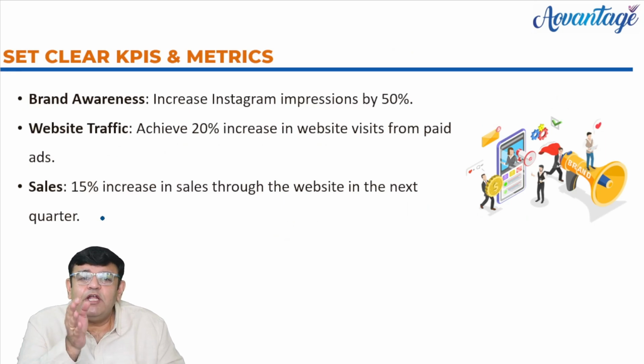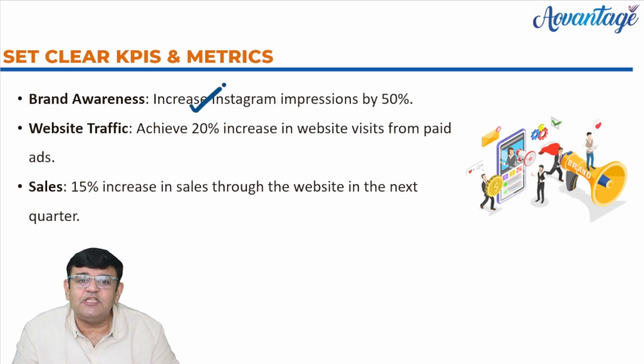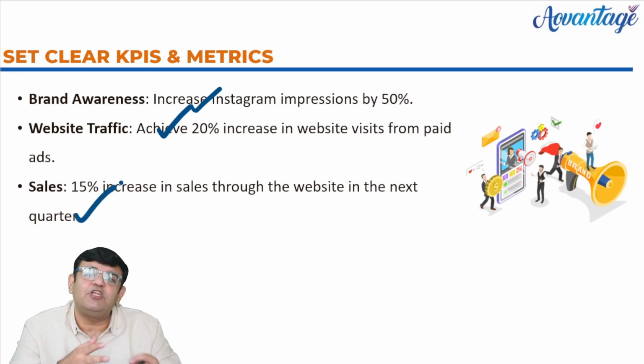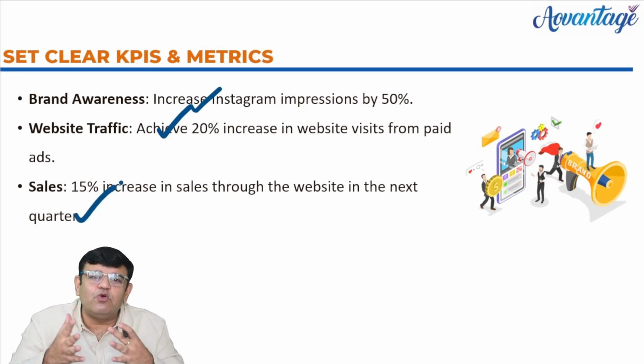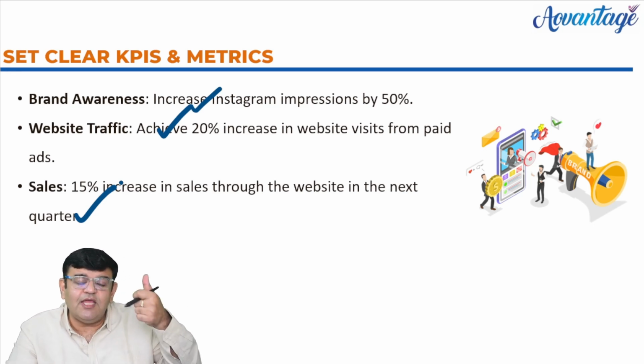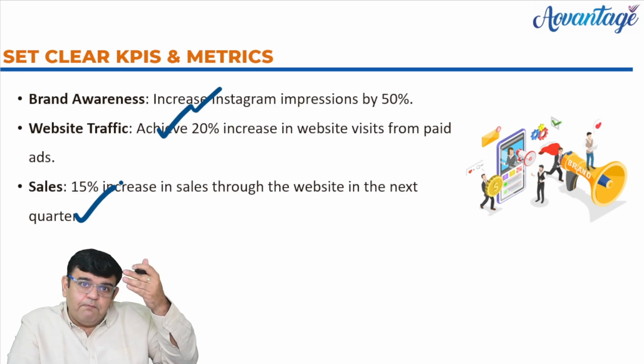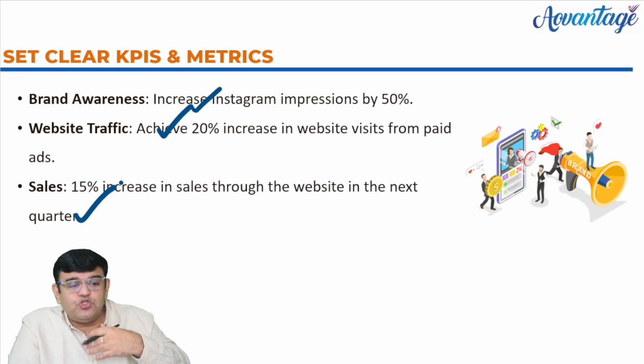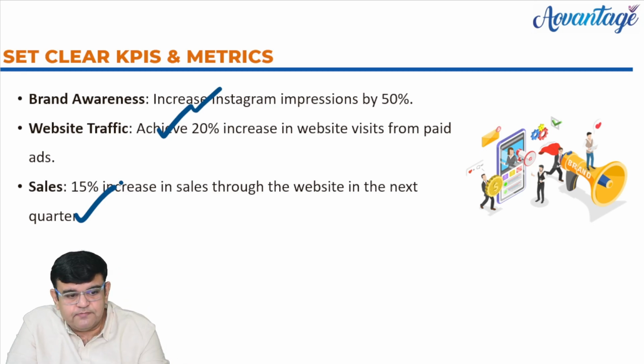Next, it's important to set clear KPIs and metrics. We have our goals. Now, what are our KPIs? 1, brand awareness: increase Instagram impressions by 50%. Website traffic: achieve a 20% increase in website visits using these paid ads. And third, overall, there should be a 15% increase in sales through the website in the next quarter. Obviously, not all website visitors will purchase, so broadly, they're looking at the kind of traffic they bring in. They should have about a 15% increase in sales. So clearly, the goals are producing clear KPIs to keep tracking and monitoring.